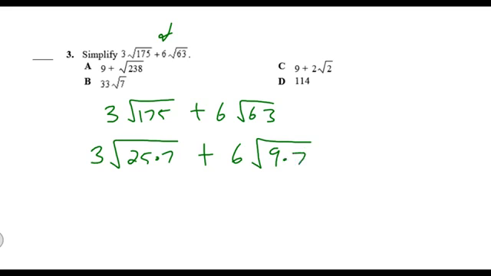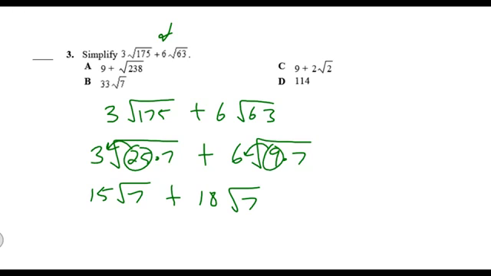All right, so 25 gets to come out as a 5. There's already a 3 out there, so 3 times the 5 I'm bringing out is going to be 15 root 7 plus, okay, and then this 9 gets to come out as a 3. So 6 times the 3 that's already out there, so this will be 18 root 7.